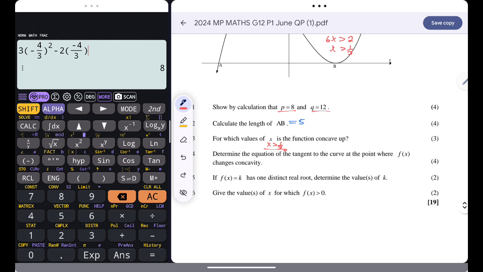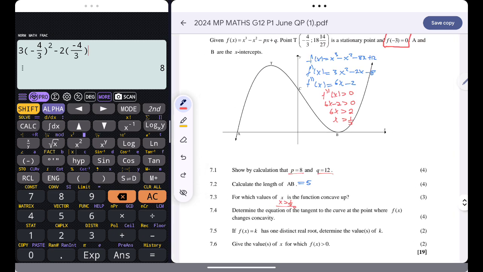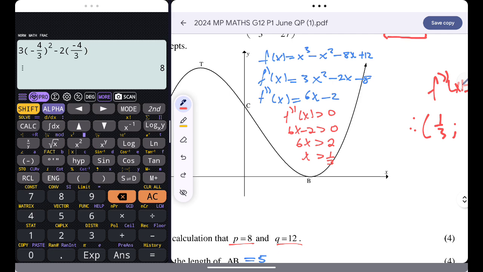Okay, now I'm supposed to determine the equation of a tangent to the curve at a point where f of x changes its concavity. F of x changes its concavity, guys, at the point of inflection. And I know that at the point of inflection, the second derivative must always be equal to 0. And whenever the second derivative is equal to 0, the x value will just be equal to 1 over 3. Because the very same thing I did over here, guys, I'll repeat it, but now I'll just replace the greater than sign with an equal sign.